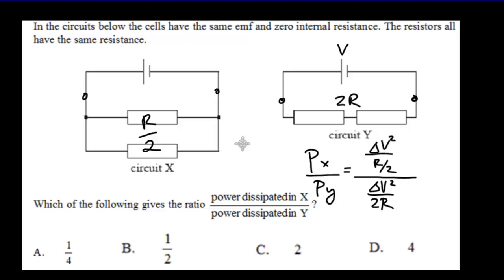So now if we invert and multiply, the delta V's are certainly going to cancel out, and we'll get 2 divided by R times 2R, which is going to give an answer of 4. So circuit X is going to use up more power by a factor of 4, and the correct answer is D.